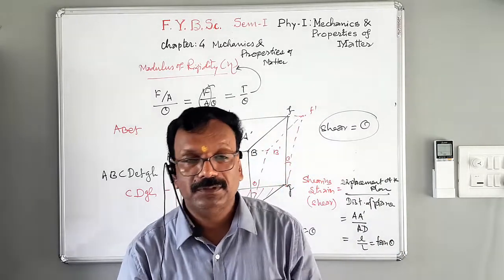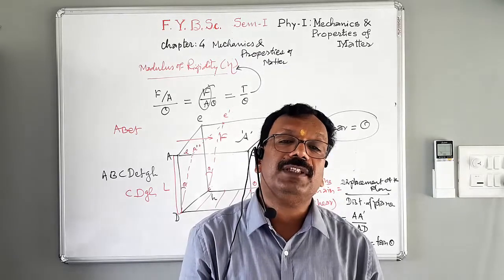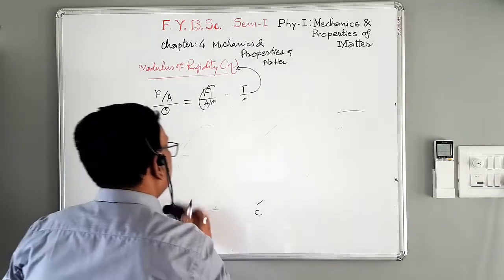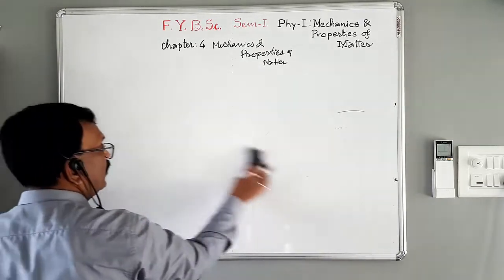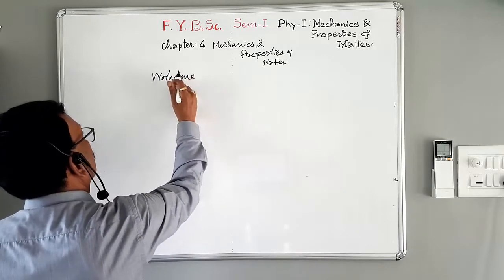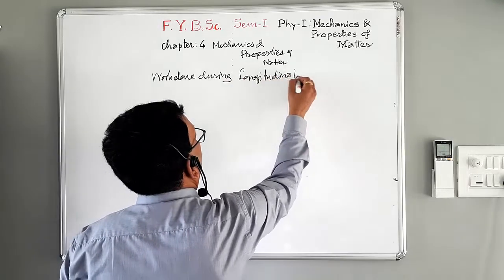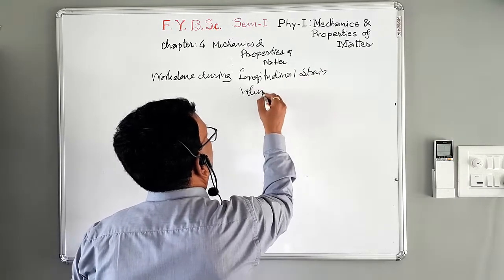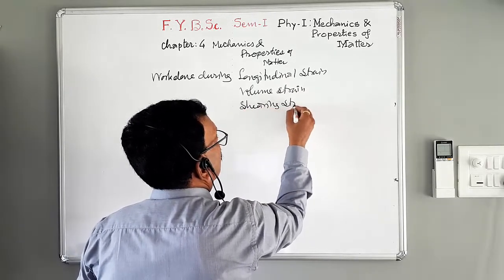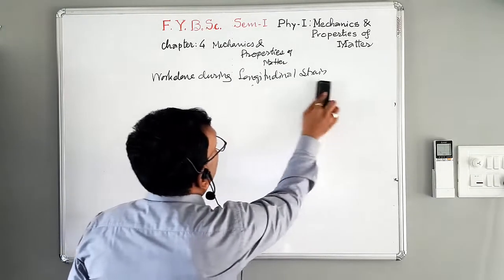Okay. Now the next point is work done during longitudinal strain, volume strain and shearing strain. There are three derivations, and these derivations are very important from the exam point of view. Work done during longitudinal strain, then volume strain, and last shearing strain. Now in this lecture we are going to see the work done during longitudinal strain.